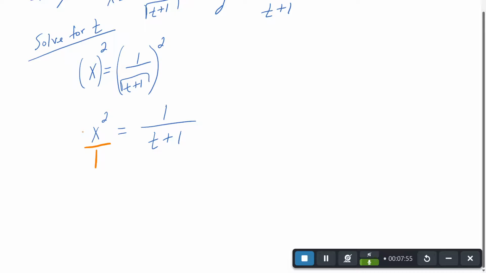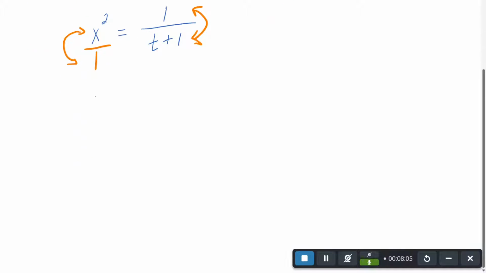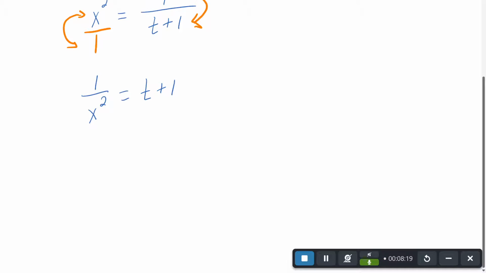This is over 1. So if I flip both sides of the equation, it will still be intact. This would be 1 over x squared. This would be t plus 1. Then now it's easier to solve for t, right? I can just subtract 1 from both sides. So I would get t is equal to 1 over x squared minus 1.